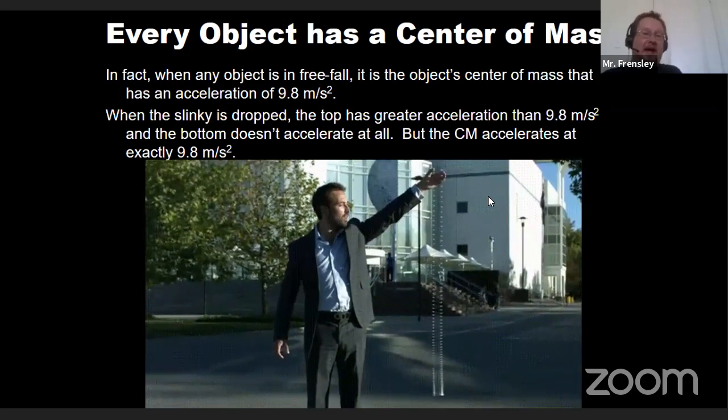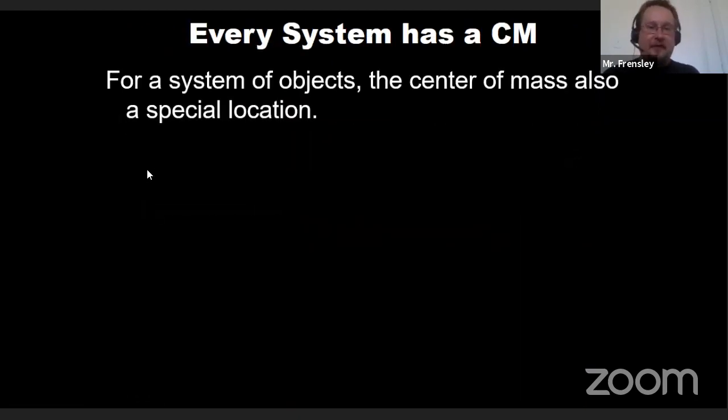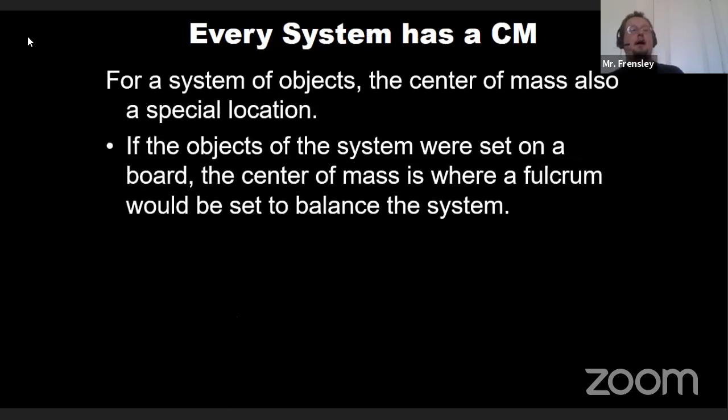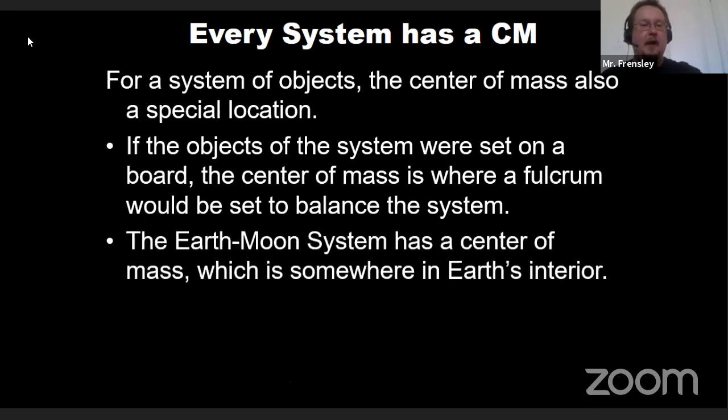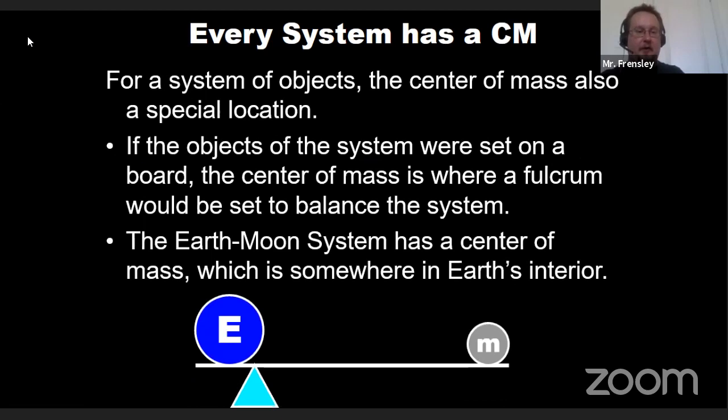So if the only force acting on an object or system is gravity, the center of mass is the thing that's actually in free fall. All right. Every system has a center of mass. So if you were to set the objects on a board, then the center of mass is where they would balance, where the fulcrum could be set, right? So the Earth-Moon system has a center of mass, which is somewhere in the Earth's interior.